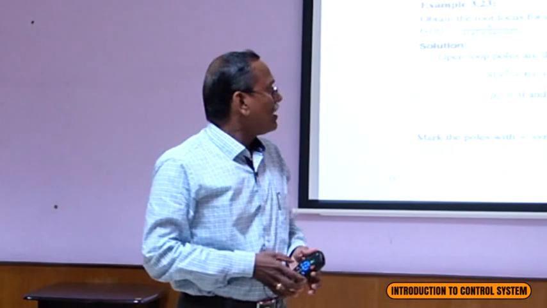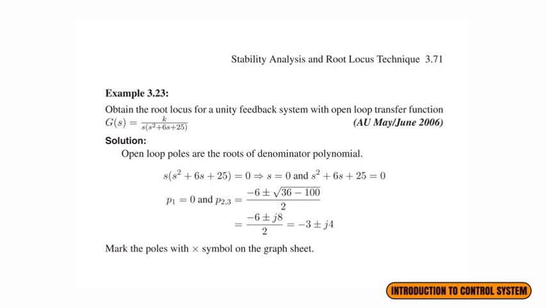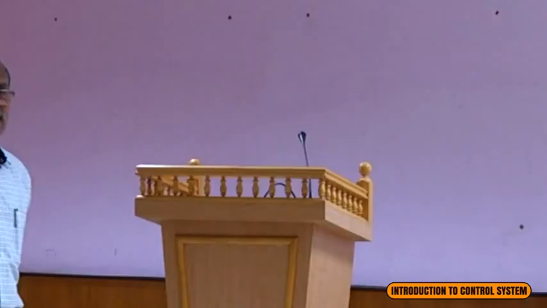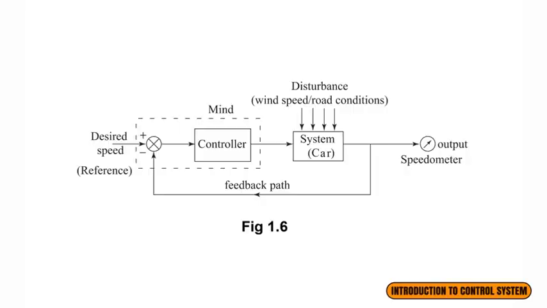How roots are varying? If you see that, this is open loop transfer function. K is in the numerator. If you put this in closed loop form, K will come into the denominator also. Because the open loop transfer function is G of S, if you input it, it gives some output.